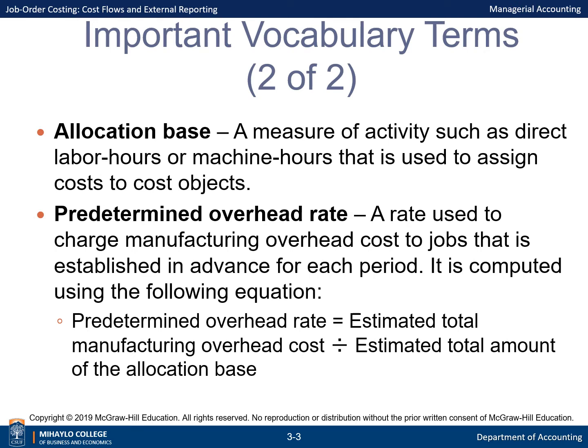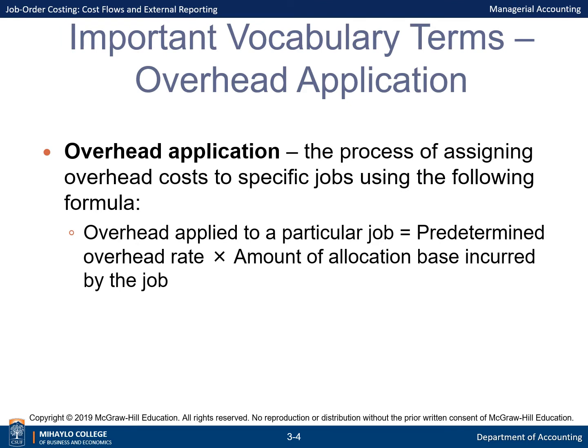Allocation base, a measure of activity such as direct labor hours or machine hours that is used to assign costs to cost objects. Predetermined overhead rate, a rate used to charge manufacturing overhead cost to jobs that is established in advance for each period. It is computed as estimated total manufacturing overhead cost divided by estimated total amount of the allocation base. Overhead application is the process of assigning overhead costs to specific jobs using the formula predetermined overhead rate times the amount of allocation base incurred by the job.